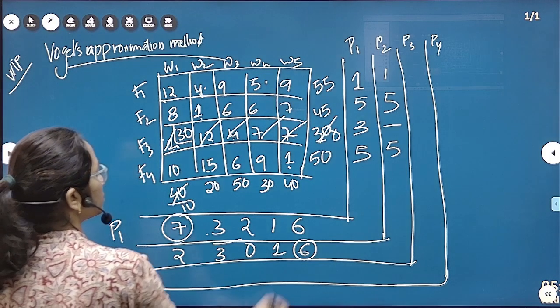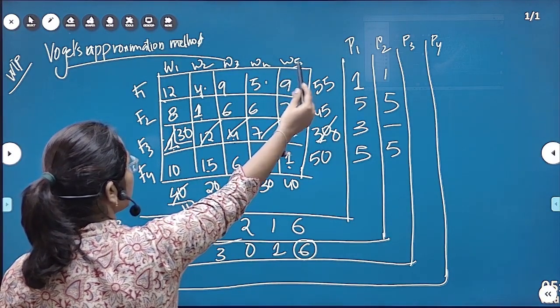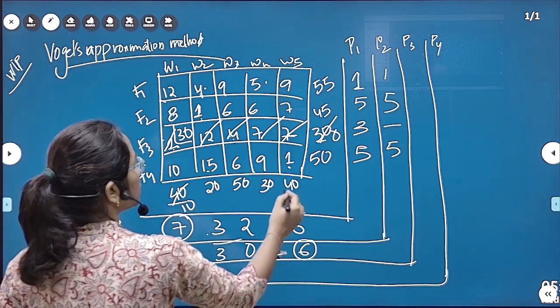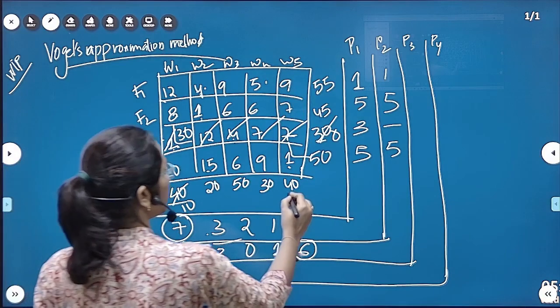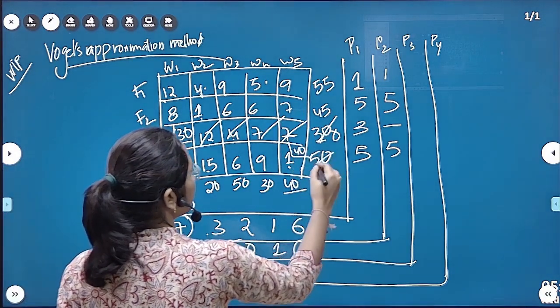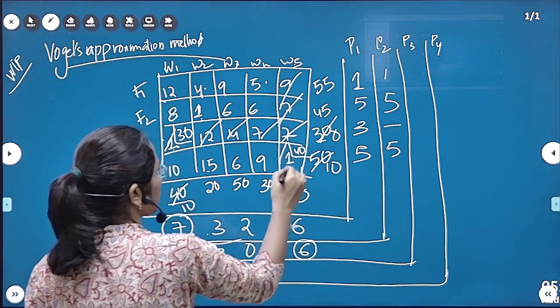Yes, ma'am. Okay. So now we have to cross down or reduce the amount from W5. So here the least cost in this column is 1. So you need to take 40 units from 50. So you'll get 10 units more. So cross it.